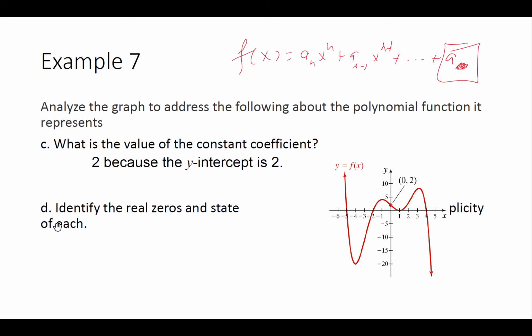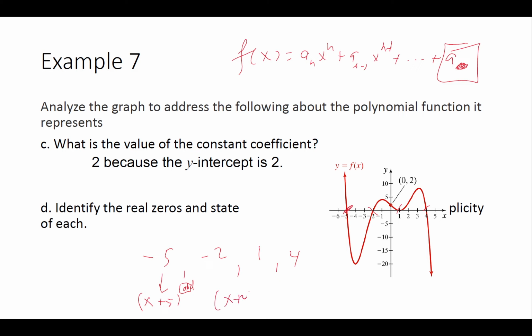Identify the real zeros and state the multiplicity of each. As you can see, the real zeros are -5, -2, +1, and +4. Looking at these zeros, the graph is crossing at -5. So the multiplicity of -5, which is the factor x minus -5, or x plus 5, should be odd, because the graph is crossing. Whenever the graph is crossing, the multiplicity has to be odd.